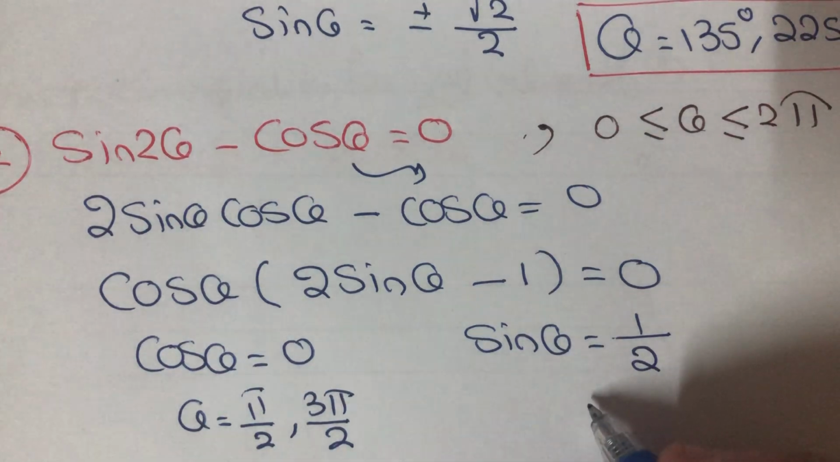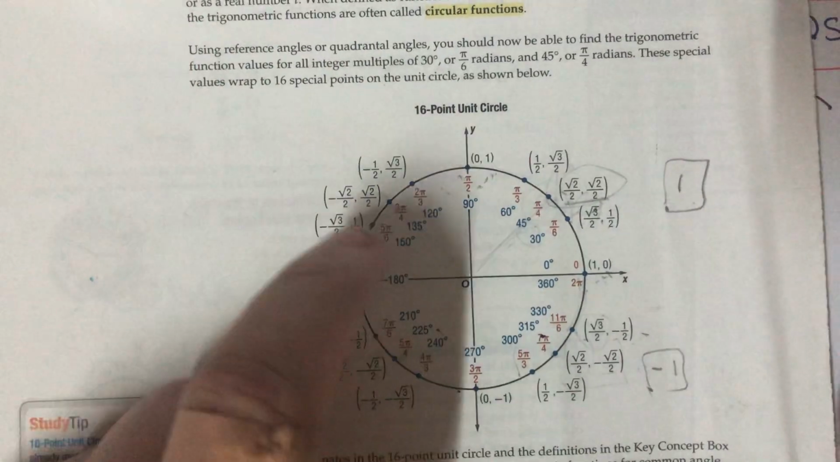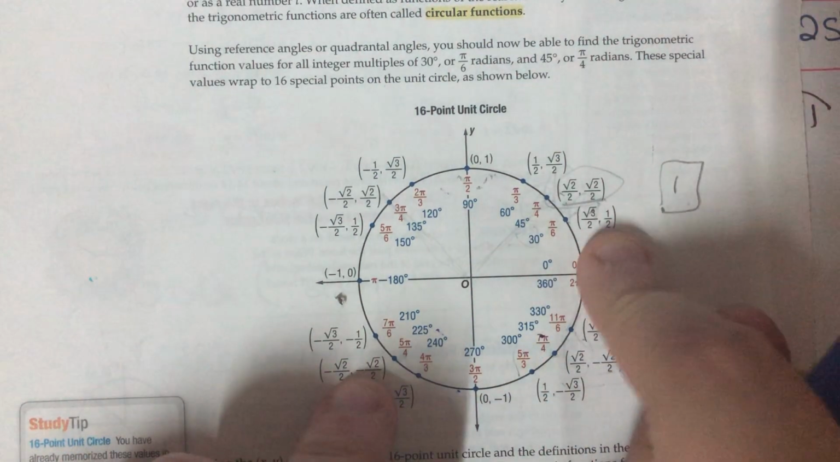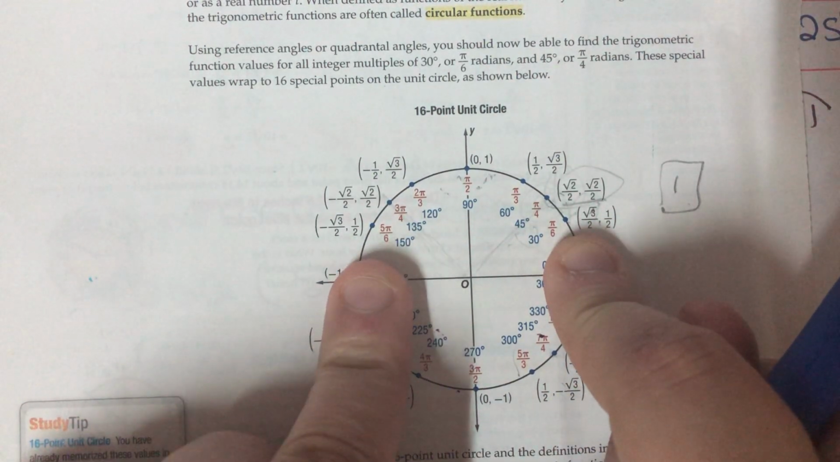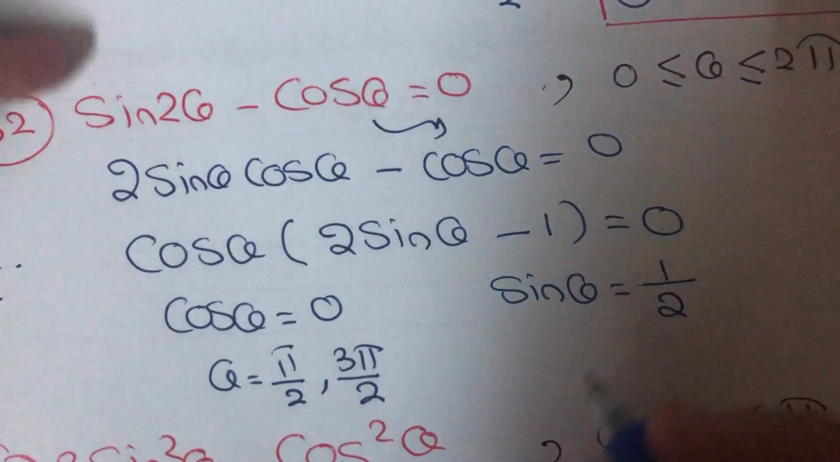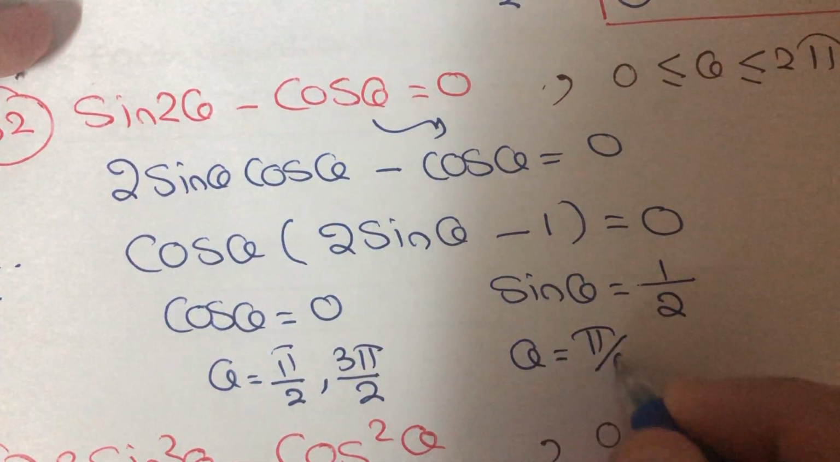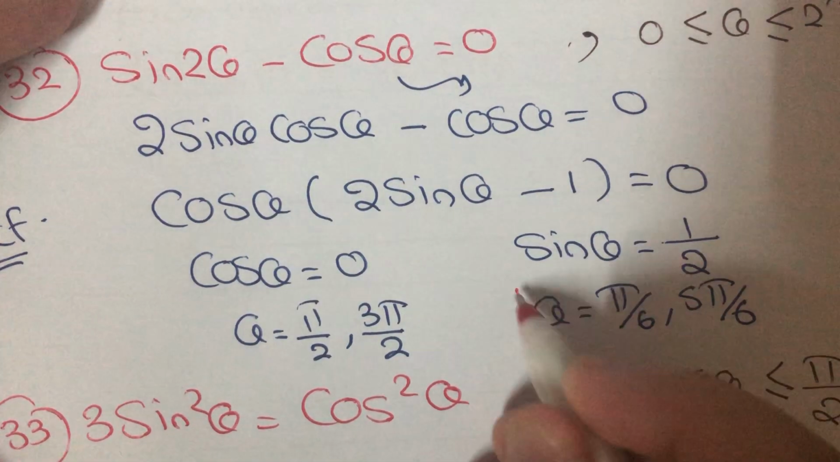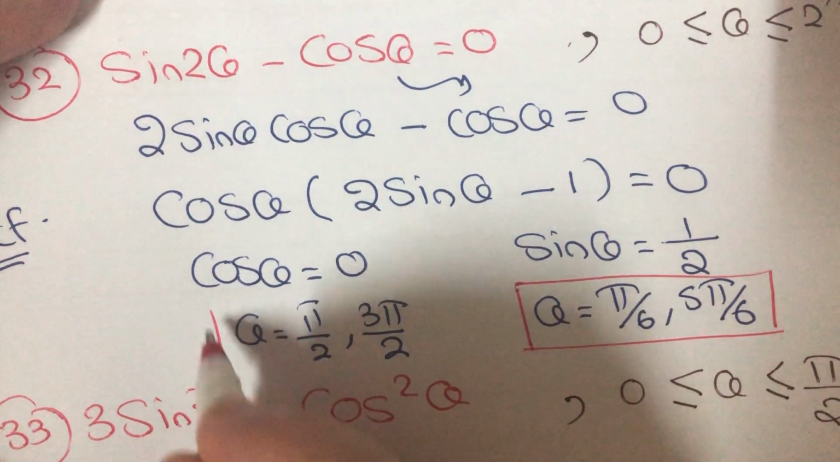And for this piece, when is sine theta equal to half? Sine is positive here and there only, and it's equal to half at pi over 6 and 5 pi over 6 only. So theta is equal to pi over 6 and 5 pi over 6. So this question has 4 answers.